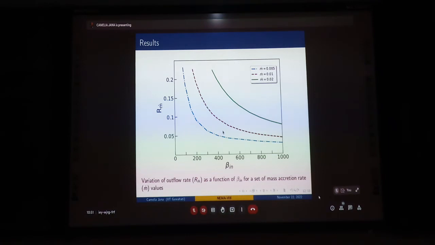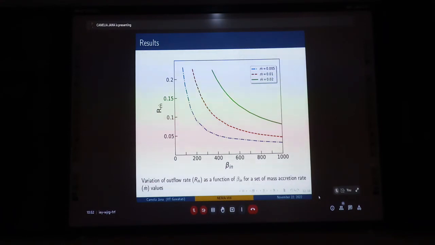Now for a particular beta, if we increase the mass accretion rate, we can see the R_M dot increases. If we increase the mass accretion rate, the flow will have more energy, and as the flow will have more energy, the shock will move away from the black hole horizon. So the area of the post-shock region will increase. From the post-shock region, the outflow is going out, so that's why as the region increases, outflow will increase.